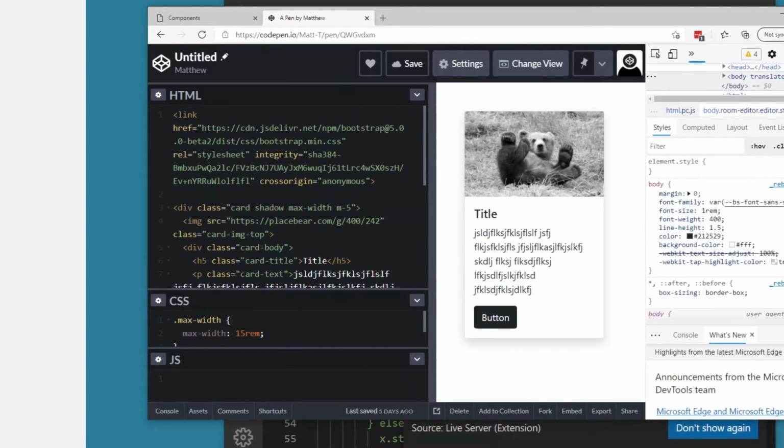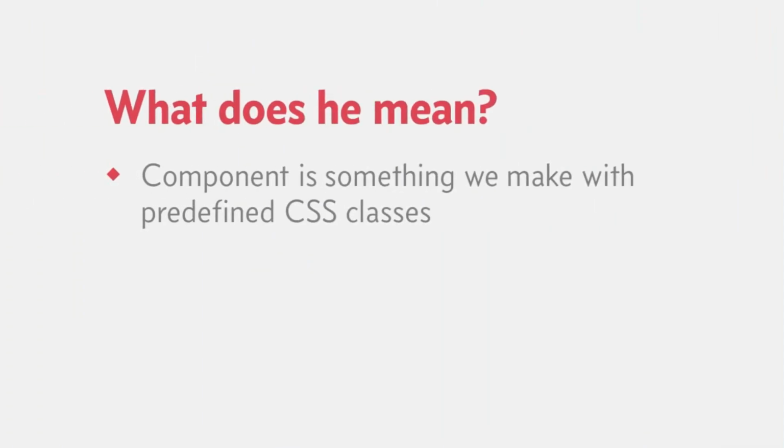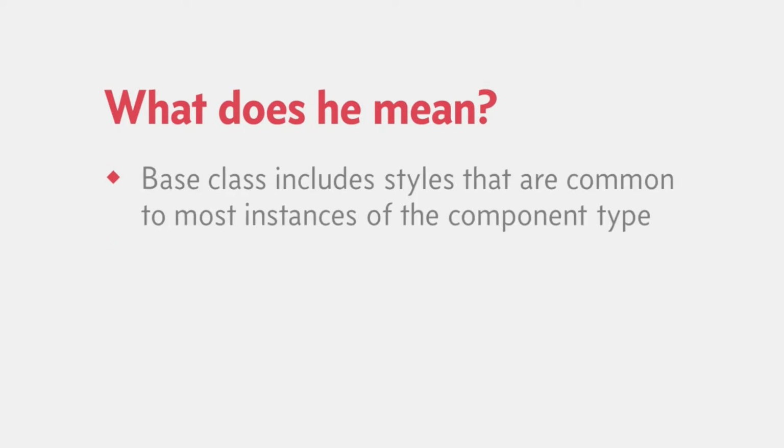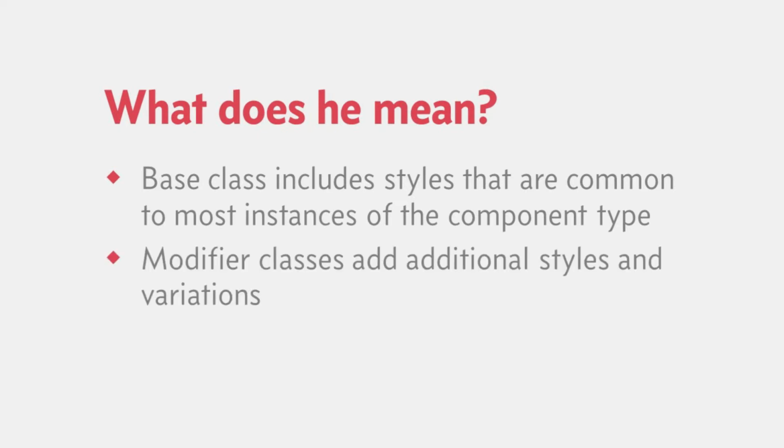What is a component in Bootstrap? A component is an object that we create by adding predefined CSS classes to our HTML to style it in a certain way. Bootstrap components are generally built with a base class and modifier classes. The base class would hold styles that are common to most instances of the component type, and the modifier classes add additional styles or variations.